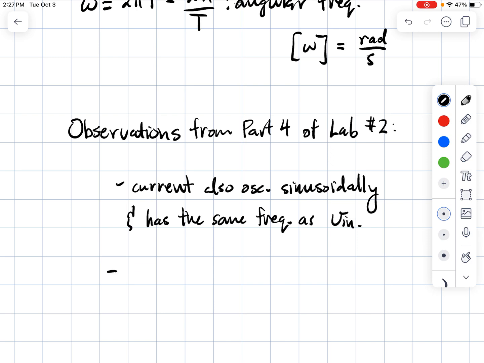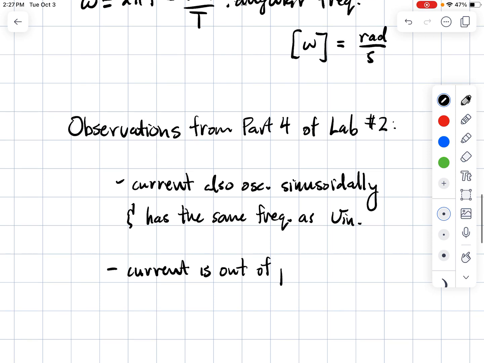The other thing you would have observed is that when you plotted the voltage across a resistor, which is proportional to the current, it was shifted in phase with respect to both the output of the function generator and the voltage across the capacitor. So that means the current is out of phase with Vin. There's a phase shift between the current and the output of the function generator.